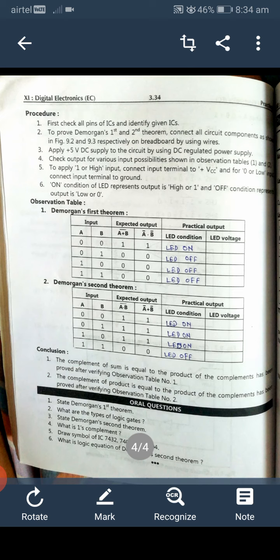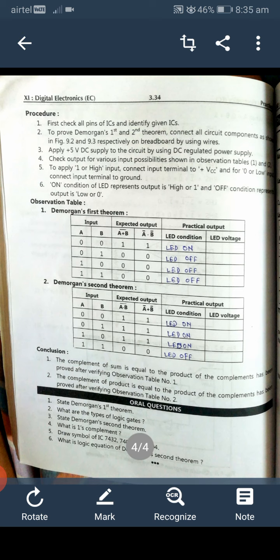Conclusion of this experiment is: the complement of sum is equal to the product of the complements has been proved after verifying the observation table. The complement of product is equal to the sum of the complements has been proved after verifying the observation table.